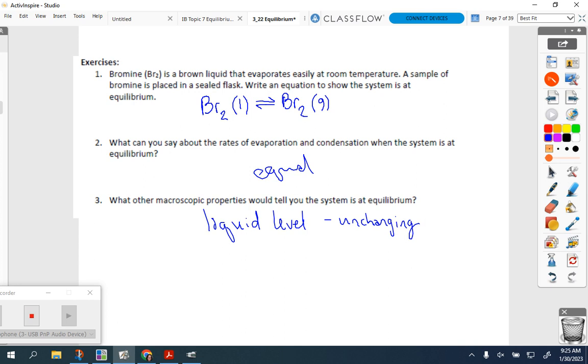You could look at the color of the gas because the bromine gas is also a brown color. Yeah, so that's another thing that you could do, but that's a little harder to measure, but it is possible. So yeah, that's the key: the rates are equal, and the macroscopic properties are not changing when we are looking at a physical process at equilibrium. Okay.